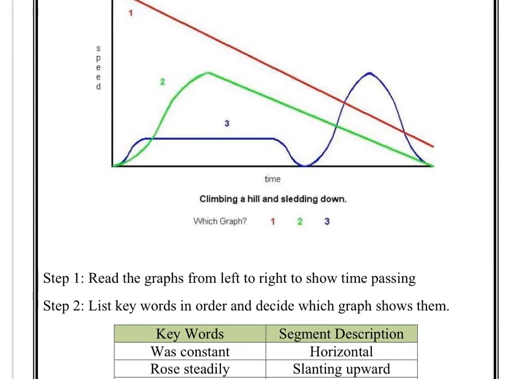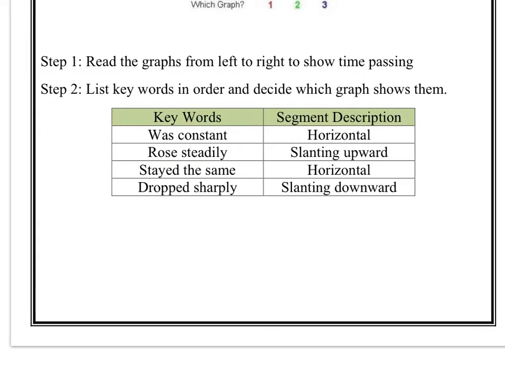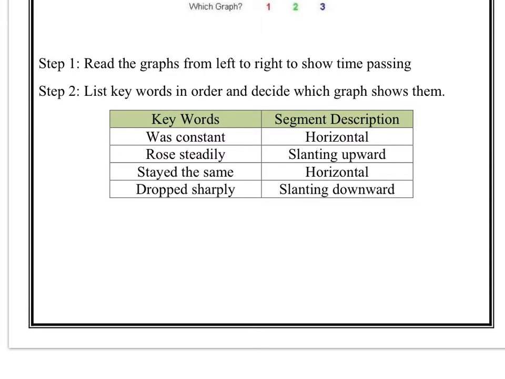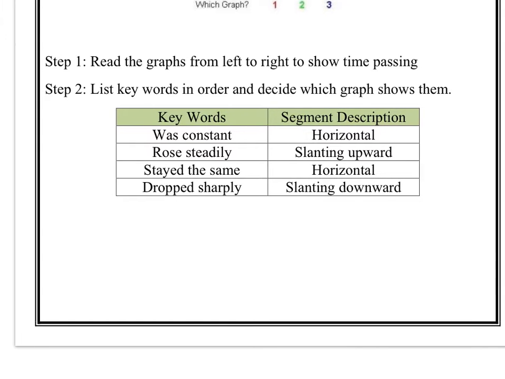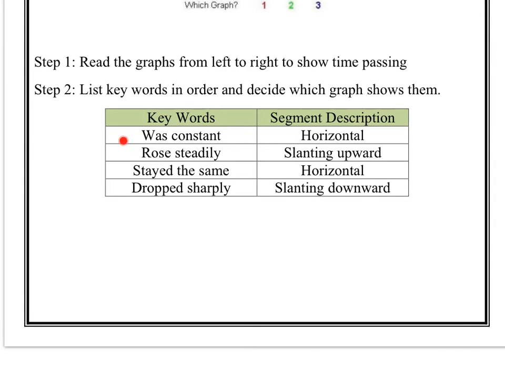Some things that might help you make your choices would be step 1, read the graphs from left to right to show time passing. So as time increases, what is happening to speed? And step number 2, it might be helpful to list the keywords in order and decide which graph shows them. So where was the graph constant? You would see a horizontal line.